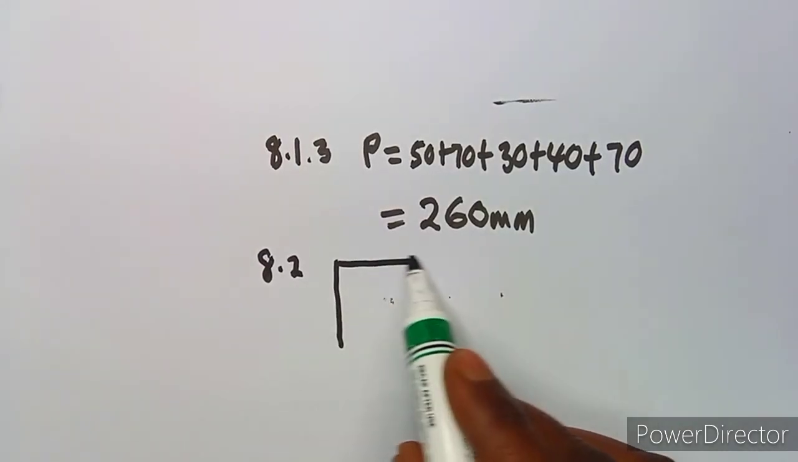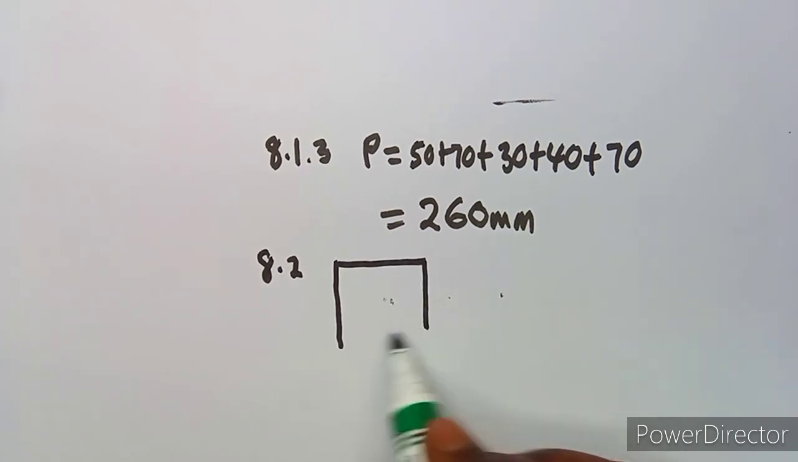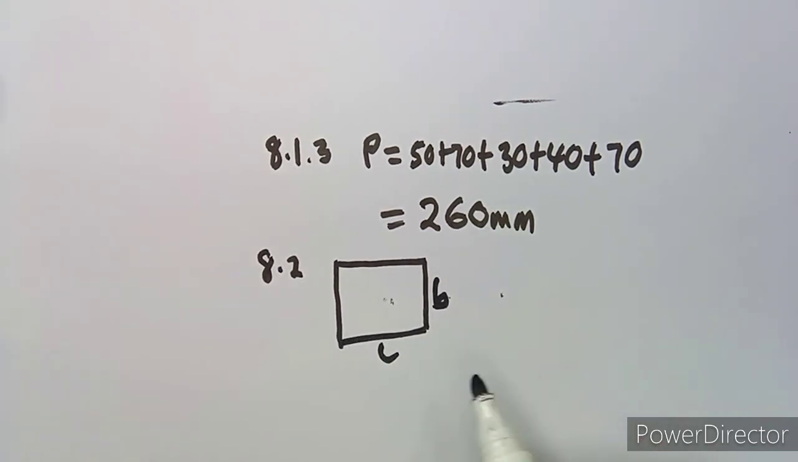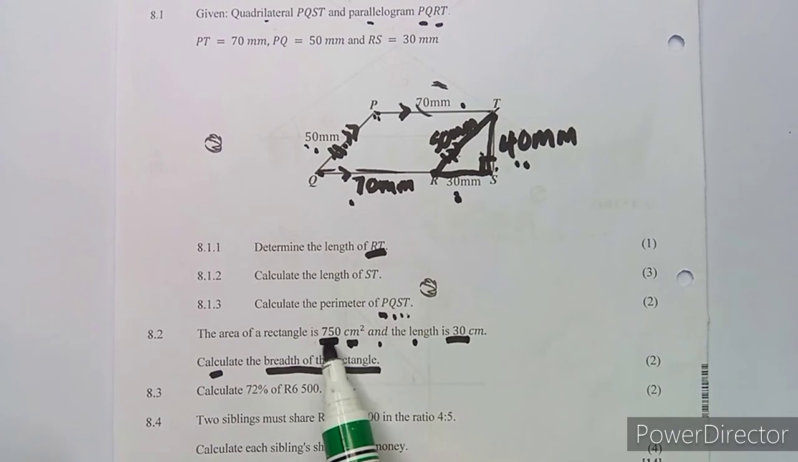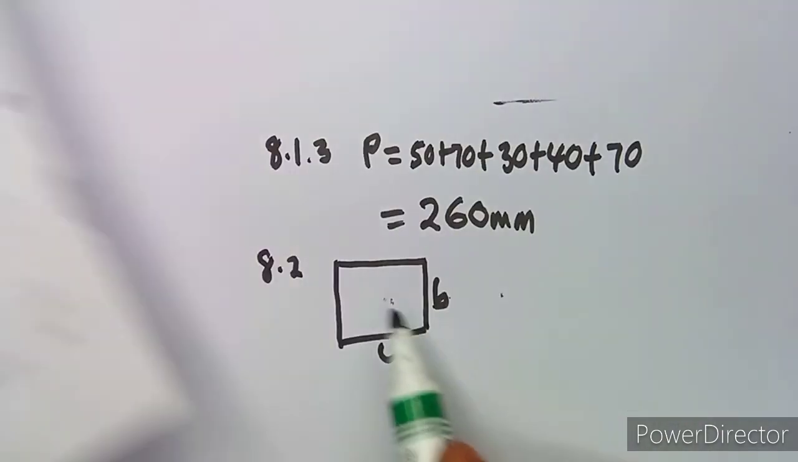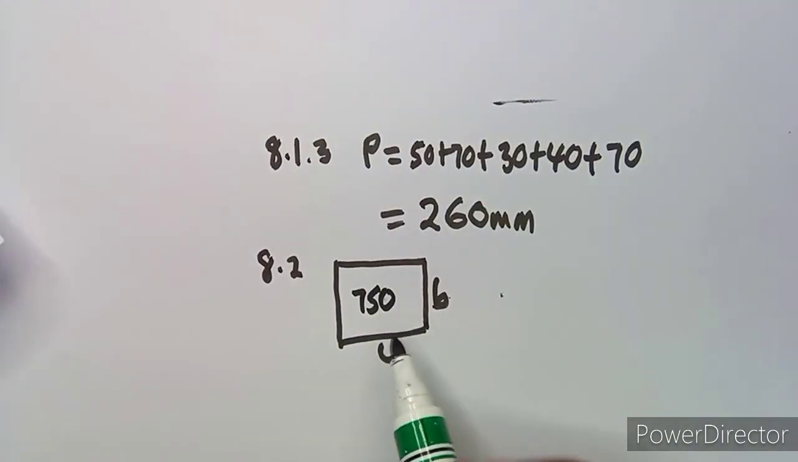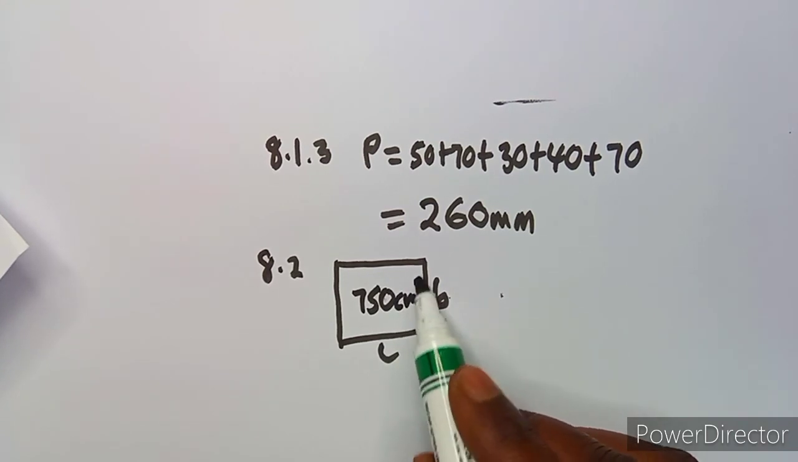Remember, this is a rectangle where you've got the length and the breadth. Take note, these are not equal. It's just the way that I drew them. You are given that the area of this rectangle is 750 square centimeters.